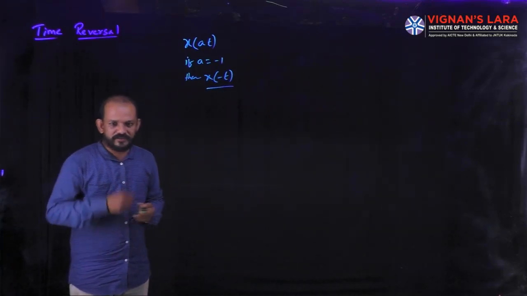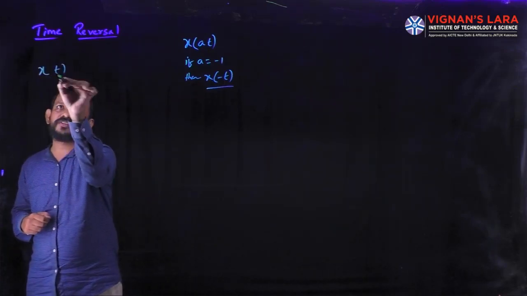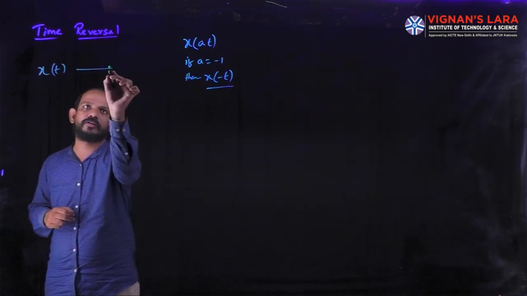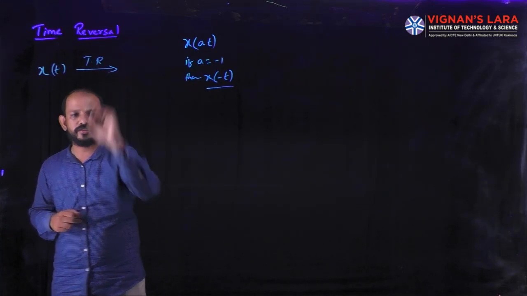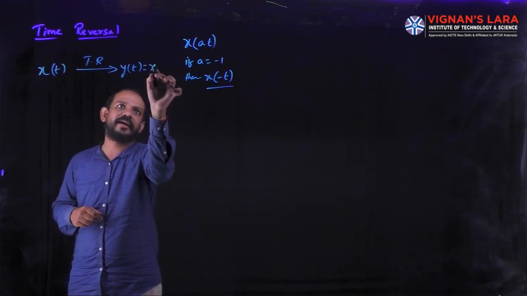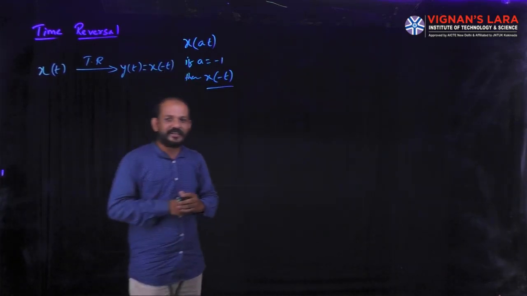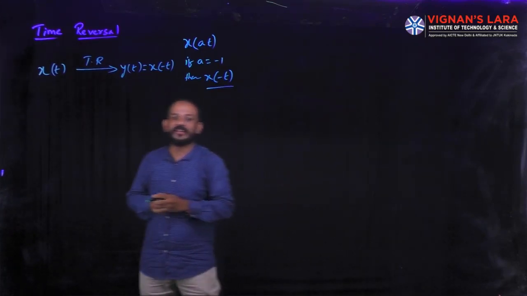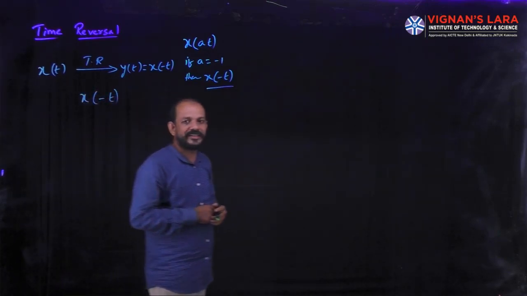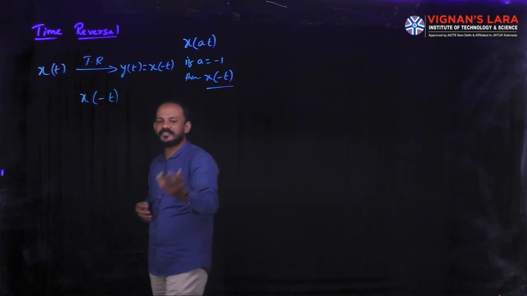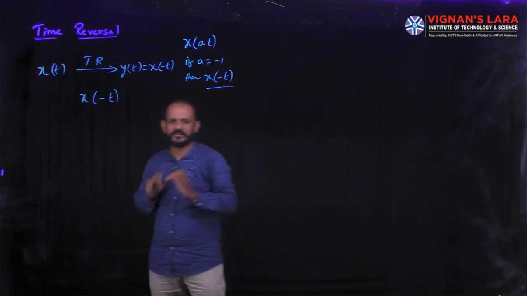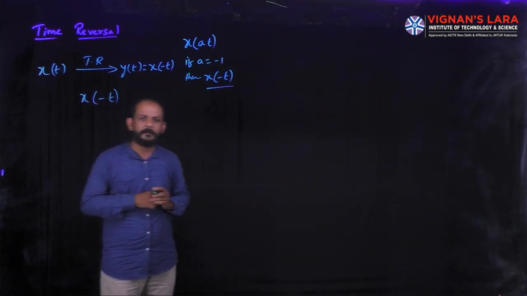Now simple, if there is signal x of t, and I want to perform the time reversal operation on this x of t, then it produces output y of t, which is nothing but x of minus t. That is, the time reversal operation on x of t can be represented as x of minus t. That is, the variable t is replaced with minus t. Simple logic.